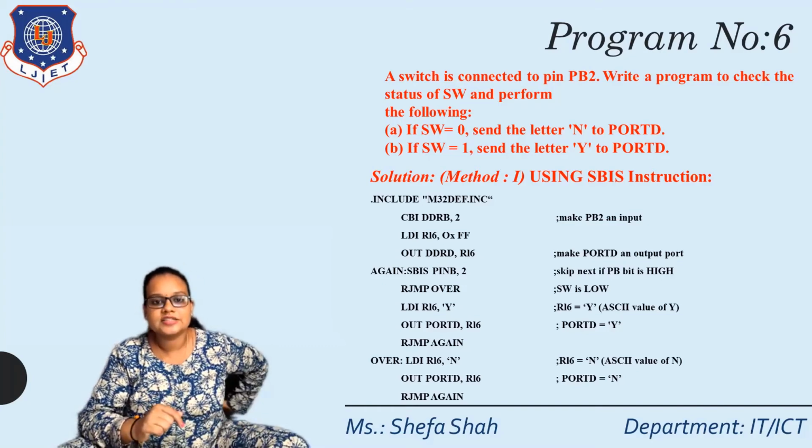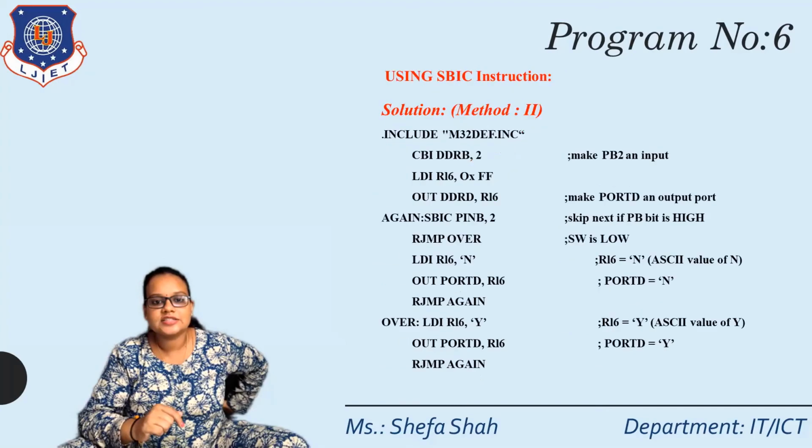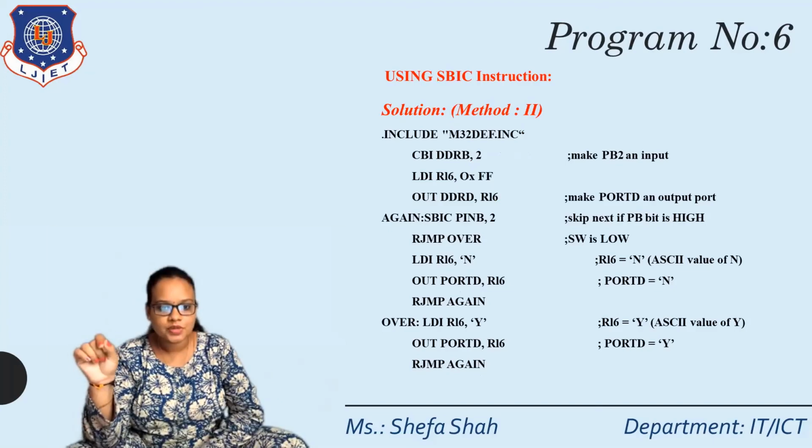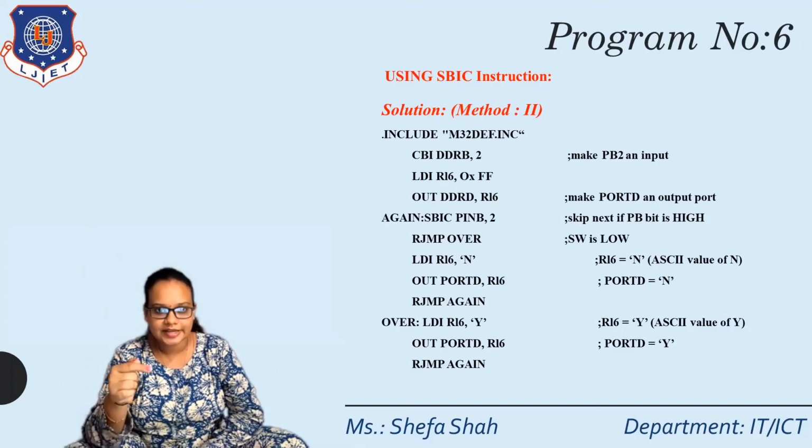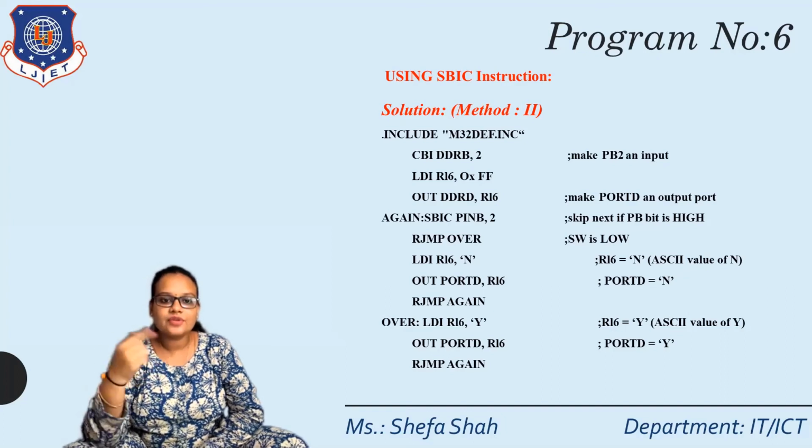Now next, using SBIC. So what is the difference between them? At the again label, SBIC PINB, 2, right? So whenever it is clear, we need to send N. So the rjump over will be skipped and we will write the program for N in place of Y, which we had written in SBIS. Clear?